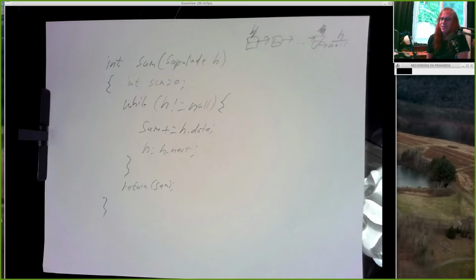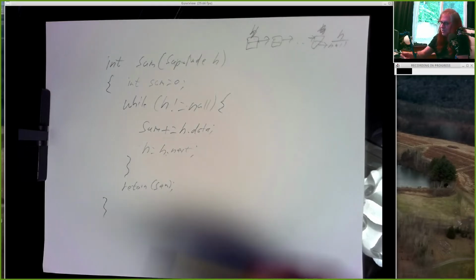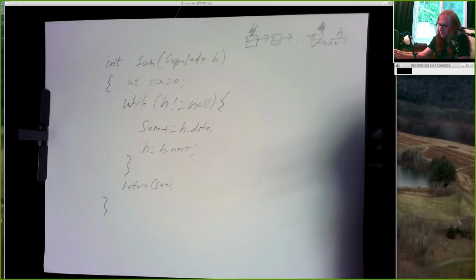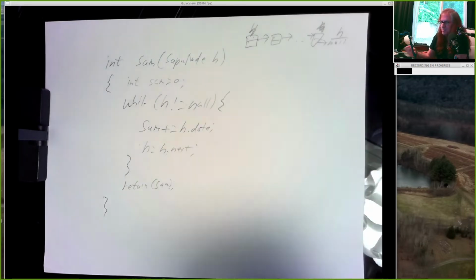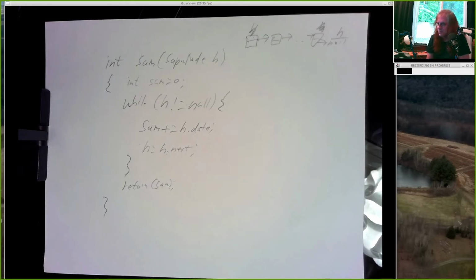If there's nothing in the list, H will be null when we first make this call, in which case our while loop will exit immediately, and will return sum, which was initialized to 0. So you don't have to special case that.